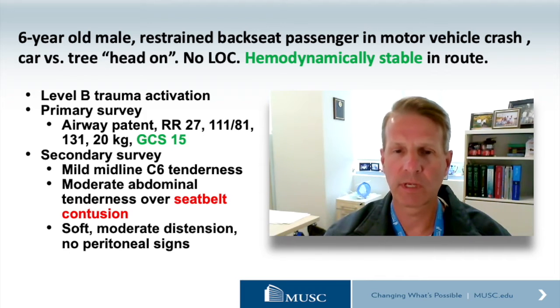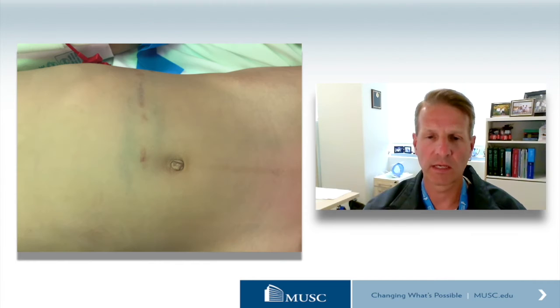On primary survey, his airway was patent and his vital signs are as listed. His GCS was 15. On the secondary survey, the only finding was some mild tenderness to palpation over C6, as well as moderate abdominal tenderness to palpation over an obvious seatbelt contusion.